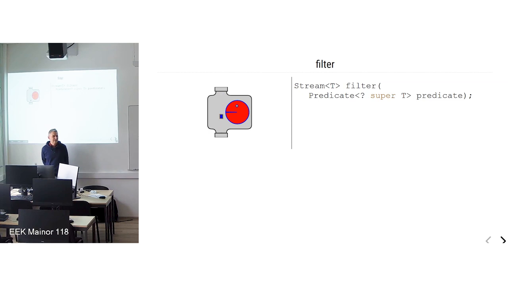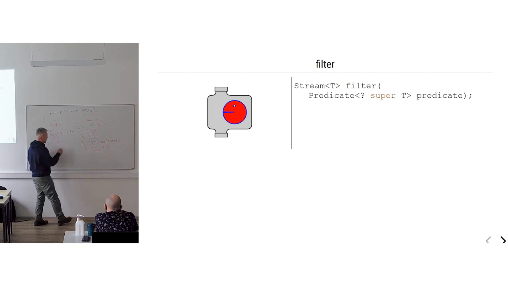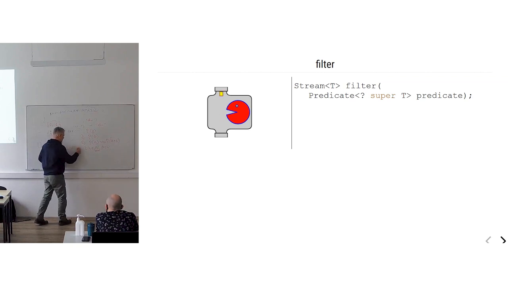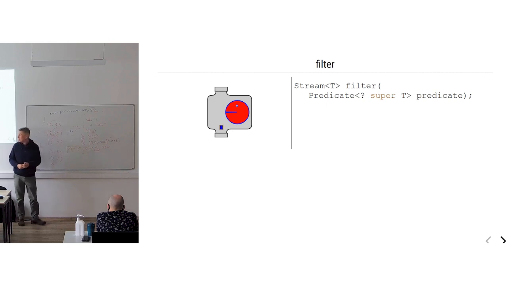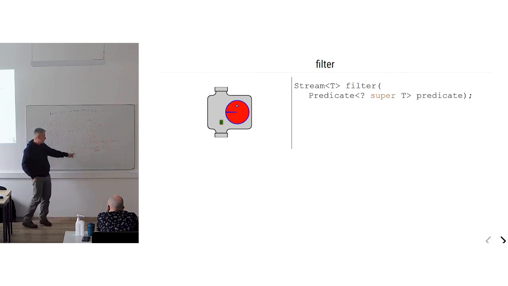You don't remember? Do you remember this one? This rule: producer extends, consumer super. And you can plainly see from this picture that we are talking about consumer here, right? It's going to consume our blocks. So predicate by its nature is a consumer.